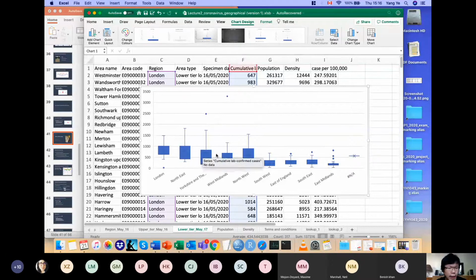The Northeast has a higher variation. Yorkshire has a huge variation. West Midlands has some outliers, as we can call them. So does Yorkshire, right?